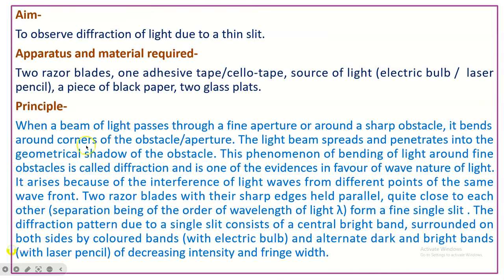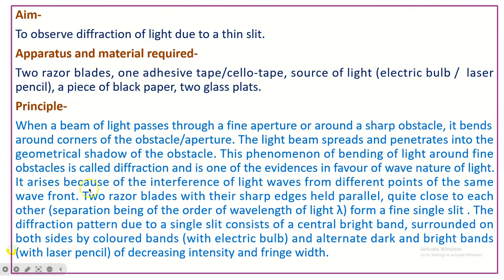Principle: when a beam of light passes through a fine aperture or around a sharp obstacle, it bends around corners of the obstacle or aperture. The light beam spreads and penetrates into the geometrical shadow of the obstacle. This phenomenon of bending of light around a fine obstacle is called diffraction and is one of the evidences in favor of wave nature of light.